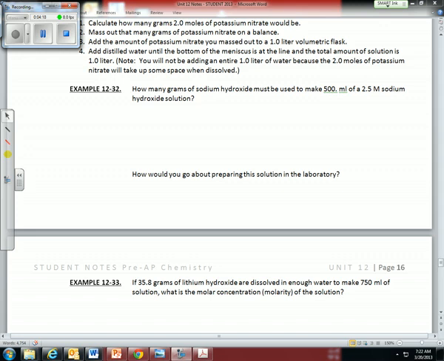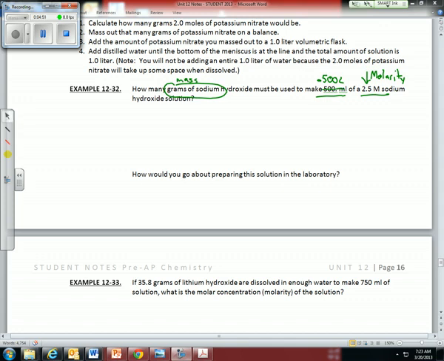Okay, let's go down and look at the problem here. How many grams of sodium hydroxide is used to make 500 milliliters of a 2.5 molar solution of sodium hydroxide? So right away I see that this is the molarity. Here is my volume. Now this says 500 milliliters. I'm going to convert that to liters in my head, which is 0.500 liters. I'm looking for grams, which is the mass.